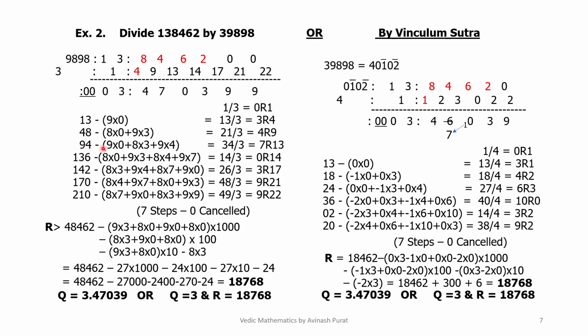The next dividend is 94 minus 9 into 0 plus 8 into 3 plus 9 into 4 equal to 34, divided by 3, that is 7 is the quotient and 13 is the remainder. The next dividend 136 minus 8 into 0 plus 9 into 3 plus 8 into 4 plus 9 into 7, that is equal to 14, divided by 3. So the quotient we have taken 0 and the remainder is 14. 142 is the next remainder.